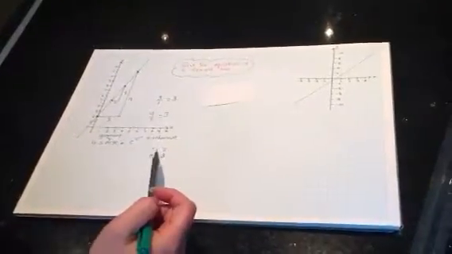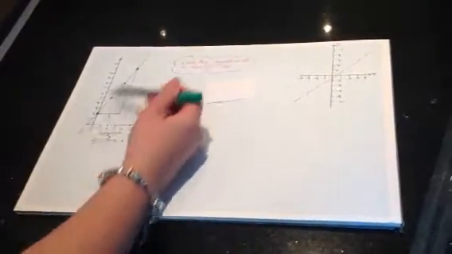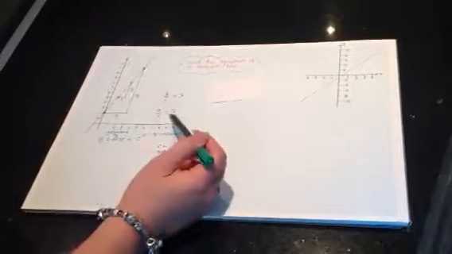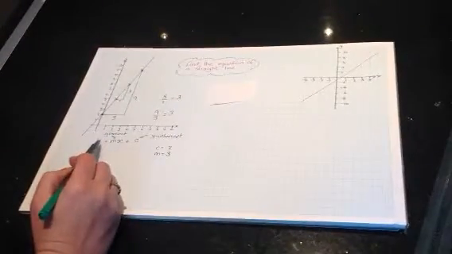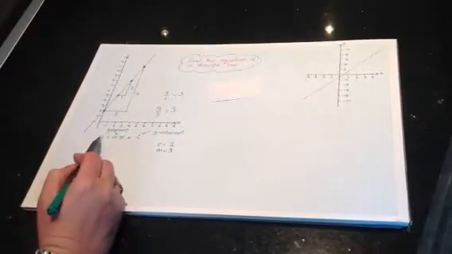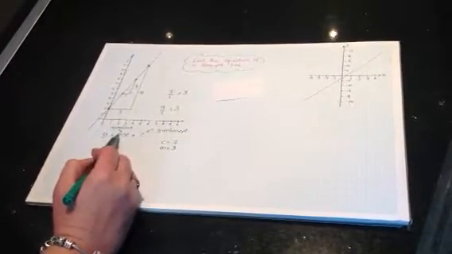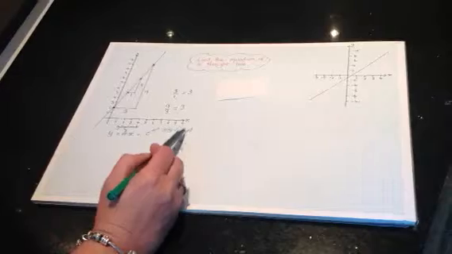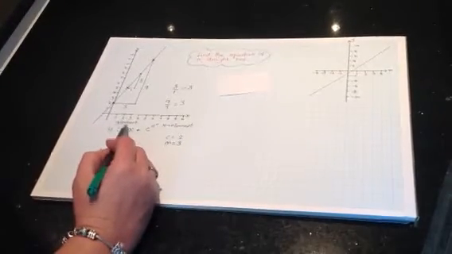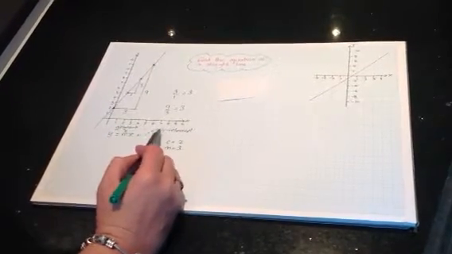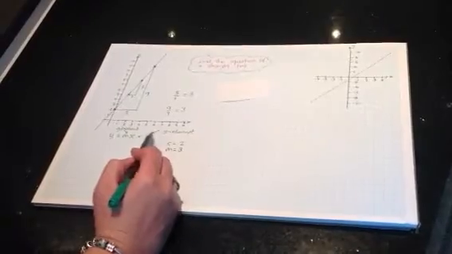When asked to find the equation of a straight line, you might be given a straight line on a graph that looks like this. So you should remember that the general equation of a straight line is y equals mx plus c, where m is the gradient and c is the y-intercept. The gradient is how steep the graph is, and the y-intercept is where it crosses the y-axis.